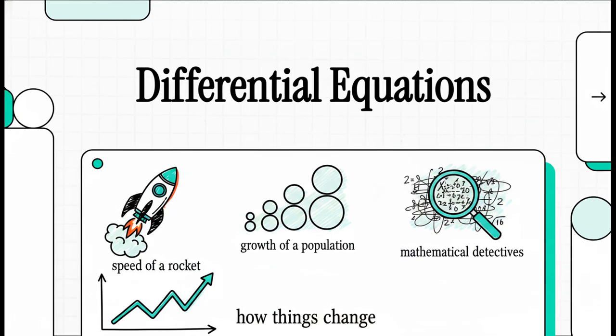All right, let's get into it. Today, we're putting on our detective hats and diving into the world of mathematical mysteries. We're on a case to figure out how things change, things like the speed of a rocket or how a population grows. And our number one clue? It's something called a differential equation. So let's start the investigation.